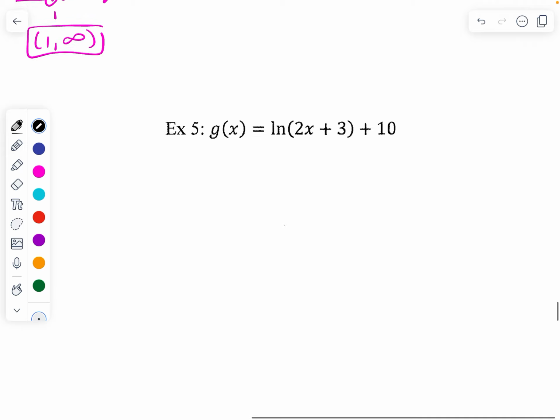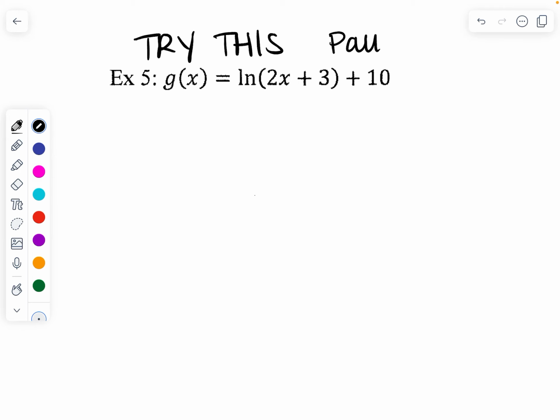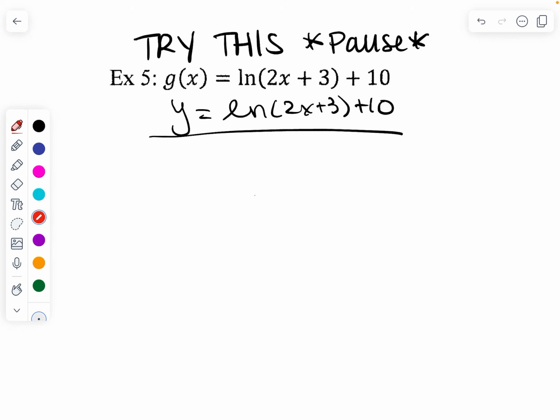All right, I'm hoping that you actually tried it. Let's see if you got it right. So again, you were supposed to try this and hit pause because this is how you grow. Okay, let's check it. So if this is y, now we're going to switch the x and the y and put everything back. Now we're going to get y by itself.